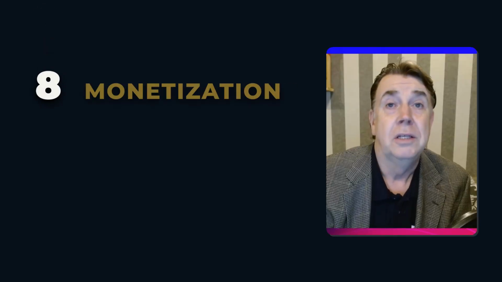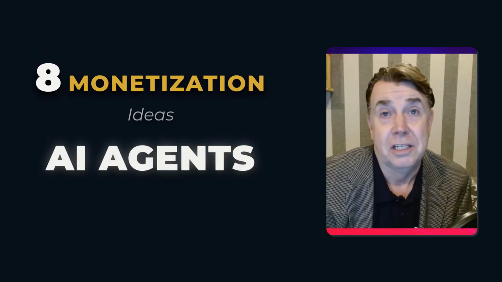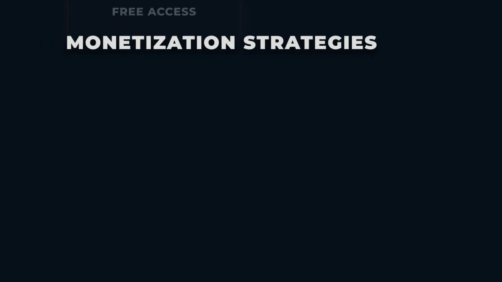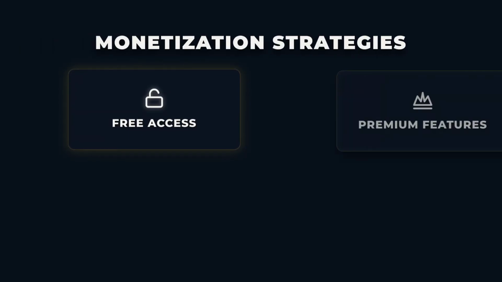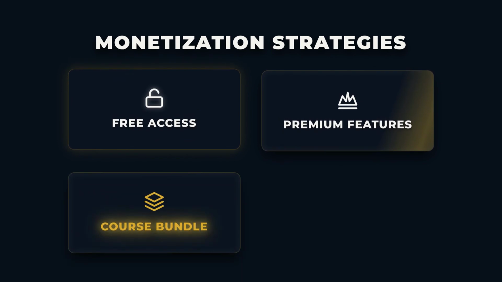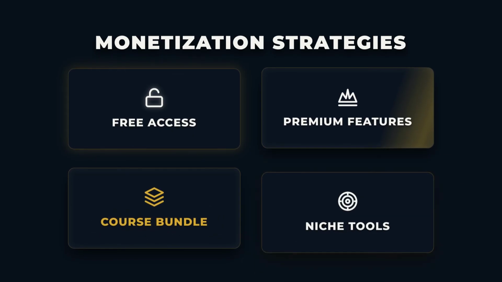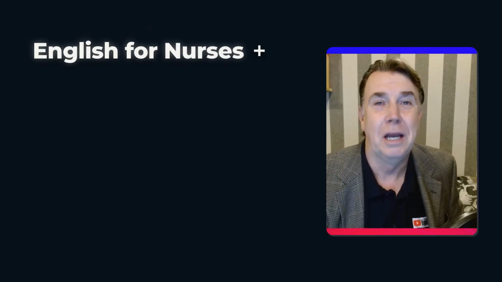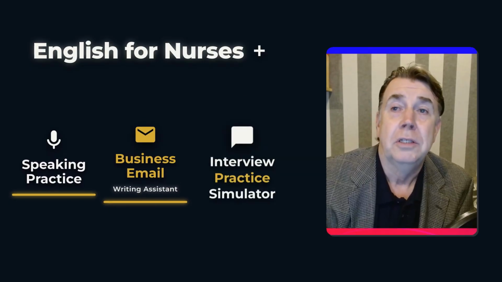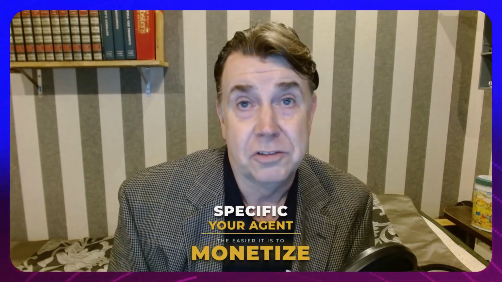Step 8. Monetization ideas. AI agents are not just tools. They can also become products. Some common strategies include offering free access to attract users, charging for premium features or advanced agents, bundling the agent with an online course, creating niche tools for specific professions. Examples: English for nurses, AI practice agent, business email writing assistant, interview practice simulator. The more specific your agent, the easier it is to monetize.